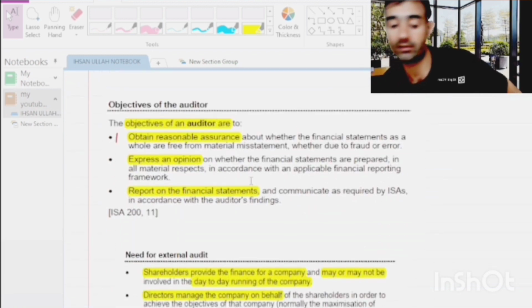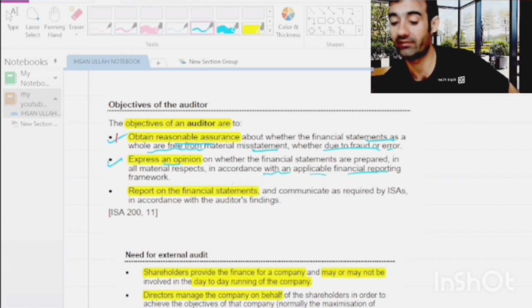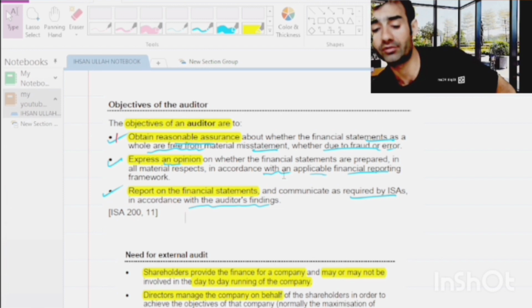On the objectives of the auditor, we have discussed that the first objective is to obtain reasonable assurance about whether the financial statements as a whole are free from material misstatement, whether due to fraud or error. This is the first objective of the auditor. The second is to express an opinion on whether the financial statements are prepared, in all material respects, in accordance with the applicable financial reporting framework. And the third thing is to report on the financial statements and communicate as required by ISAs in accordance with the auditor's findings. This is the objective of audit.